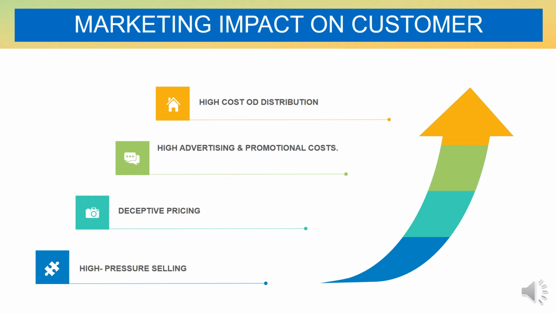Customers have many concerns about how well the marketing system serves their interest. There are six primary criticisms leveled at the marketing function by consumers, advocates, and government agencies. It includes the following impacts. Number one, high cost of distribution.